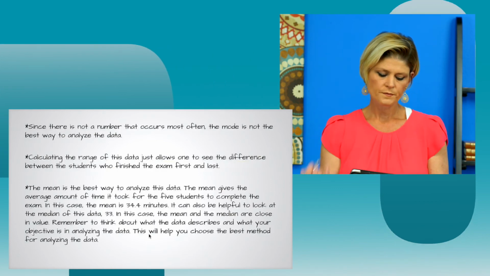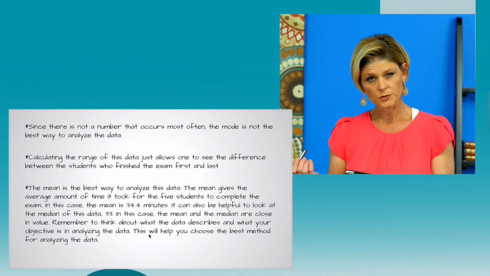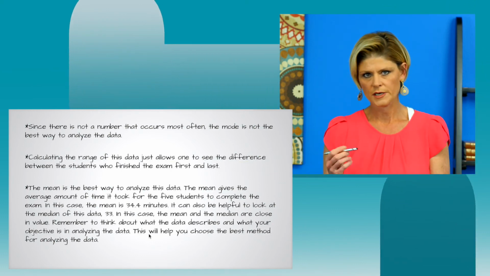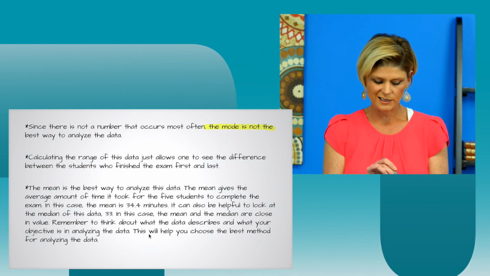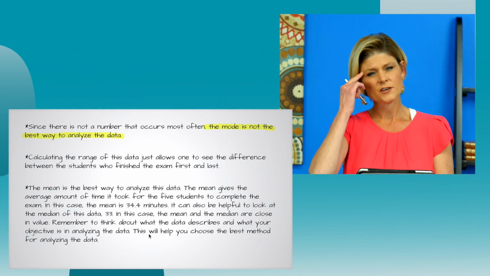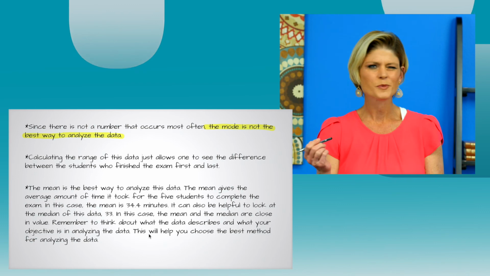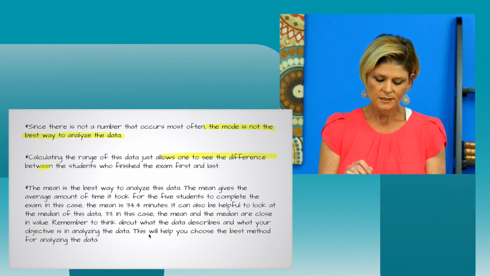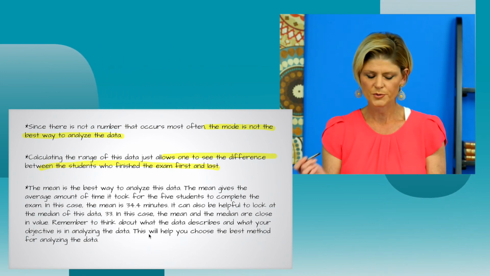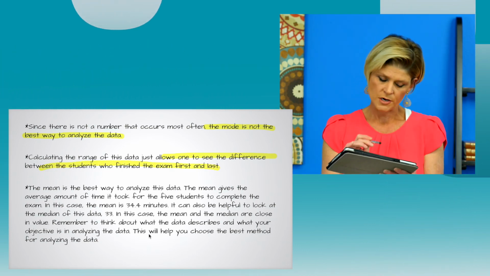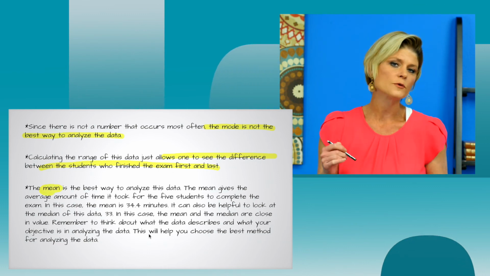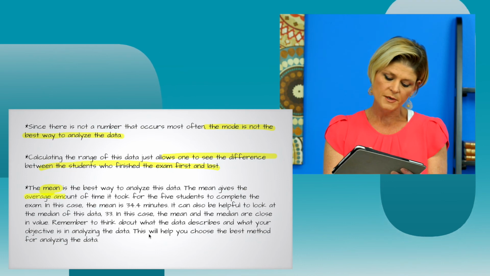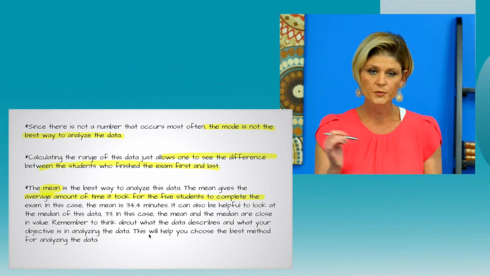All right. So since there's not a number that occurs most often in that data set, in that table, the mode is not the best way to analyze the data, right? So not mode. All right. Now, calculating the range, is that going to help us? Probably not, because that's just allowing us to see the difference between the students who finished first and last. That's not particularly helpful. The mean, though, remember the mean is the average. That would probably be the best way to analyze this data, because it gives the average amount of time it took for the 5 students to complete the exam.